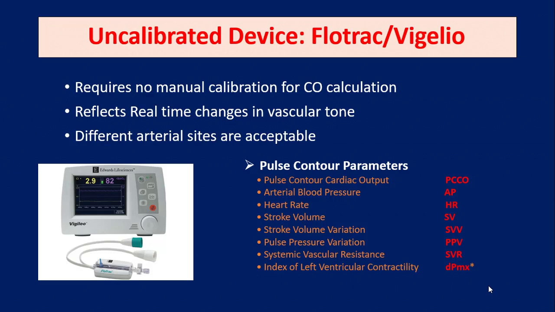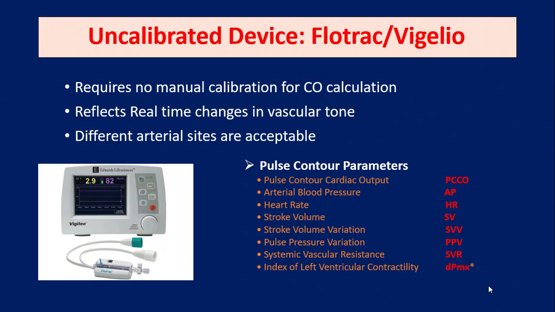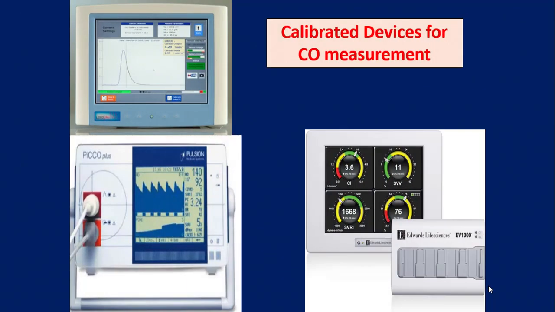As you all know, the main parameters are pulse contour, cardiac output, arterial blood pressure, heart rate, stroke volume variation, pulse pressure variation, systemic vascular resistance, and index of the left ventricular contractility. These are the parameters. Why am I just touching these? Because they may be asked in the exam. Calibrated devices are LiDCO, PiCCO Plus, and this EV1000.